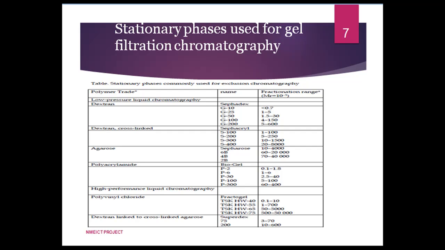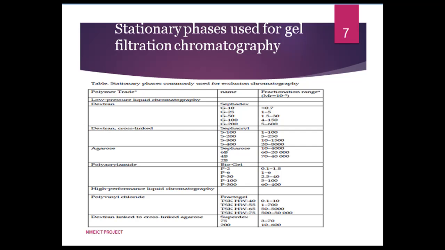G10, G25, G50, G100, G200 are different examples of Sephadex. Dextran is also available as a cross-linked support matrix. It is known as Sephacryl, and it is available in different forms depending upon the range of molecular weight you want to separate: S100, S200, S300, S400.